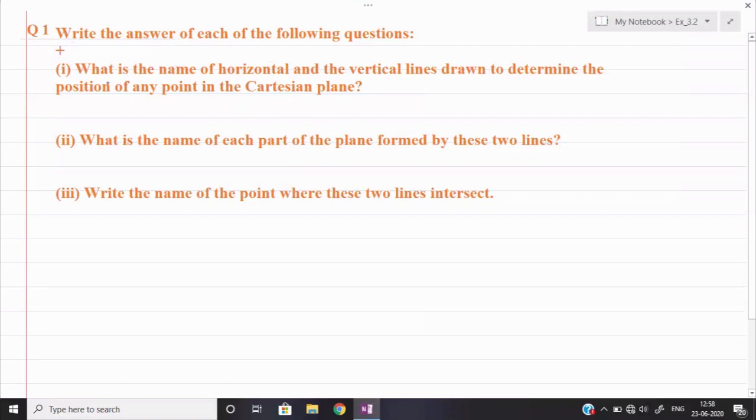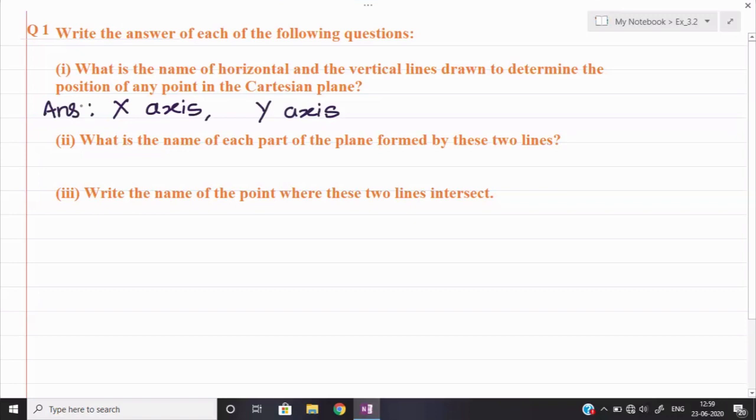The first question they are talking about here, they are saying: what is the name of the horizontal and vertical line drawn to determine the position of any point in the Cartesian plane? So you know that the horizontal line we say is the x-axis, and the vertical line we say is the y-axis. So our answer will be x and y-axis. This is our answer. Now similarly I will go for the second part.